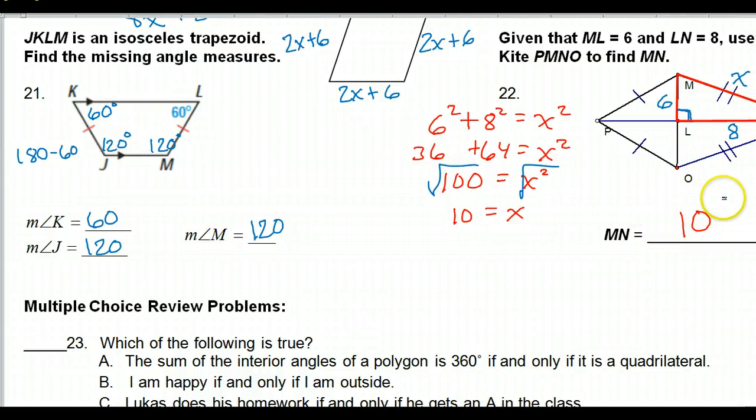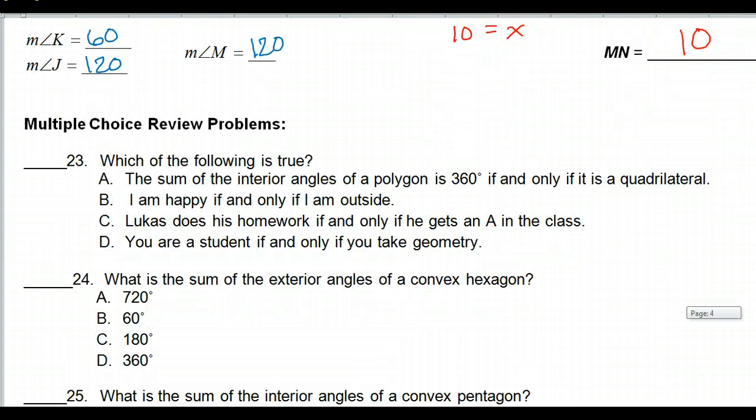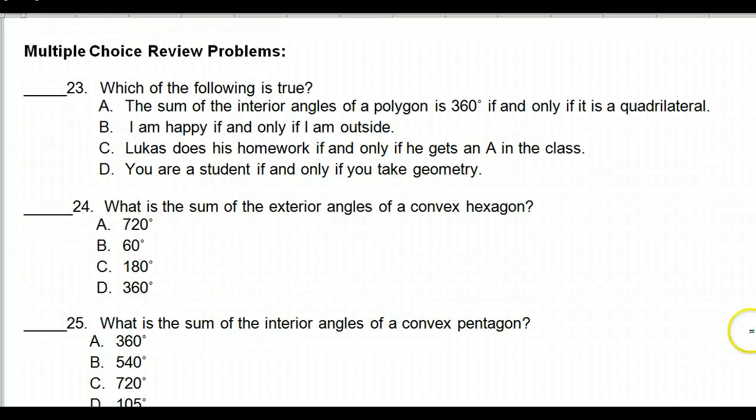Multiple choice review problems. What's up? Oh, okay, yeah, review problems. So here are a few problems from units in the past. Which of the following is true? So I've got only one of these is true. So if I find one that's true, I'm done.